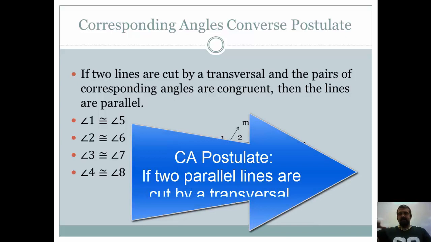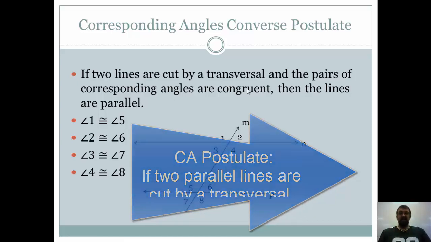Alright, back to the original. Then corresponding angles are congruent. So that corresponding angles being congruent has to move into the if. But we still have to phrase it such that it makes sense. So I still need if two lines are cut by a transversal. I just need two lines cut by a transversal.